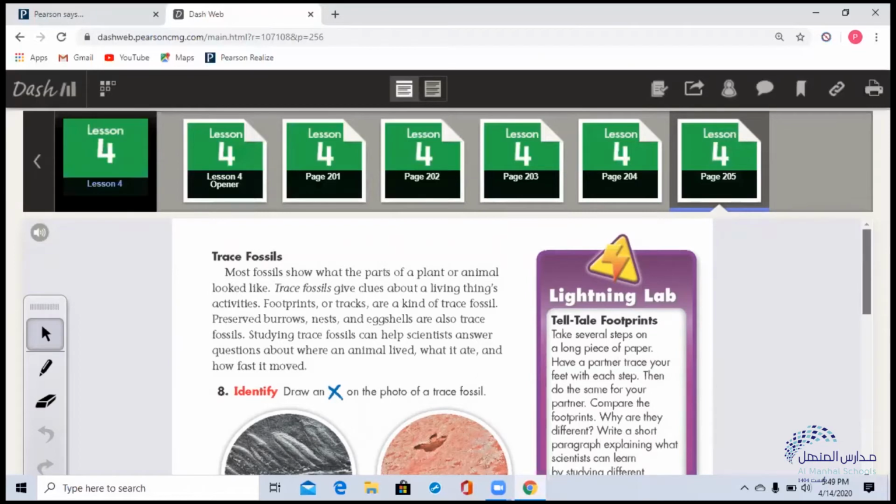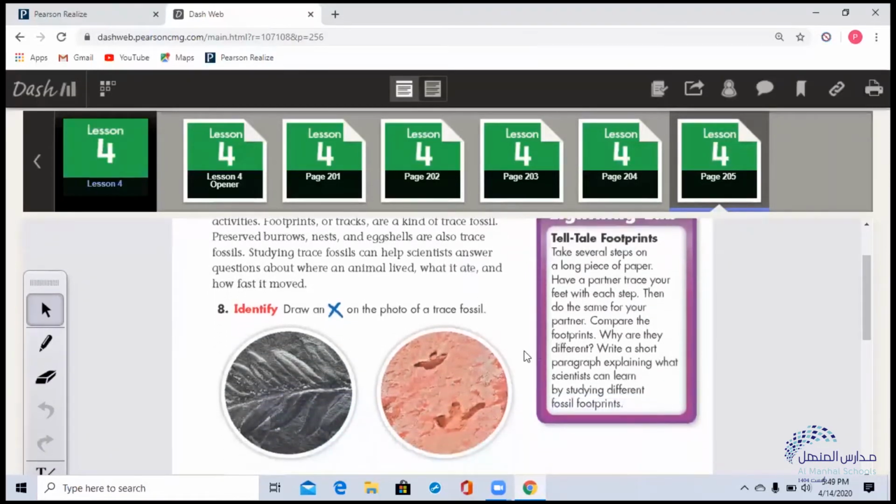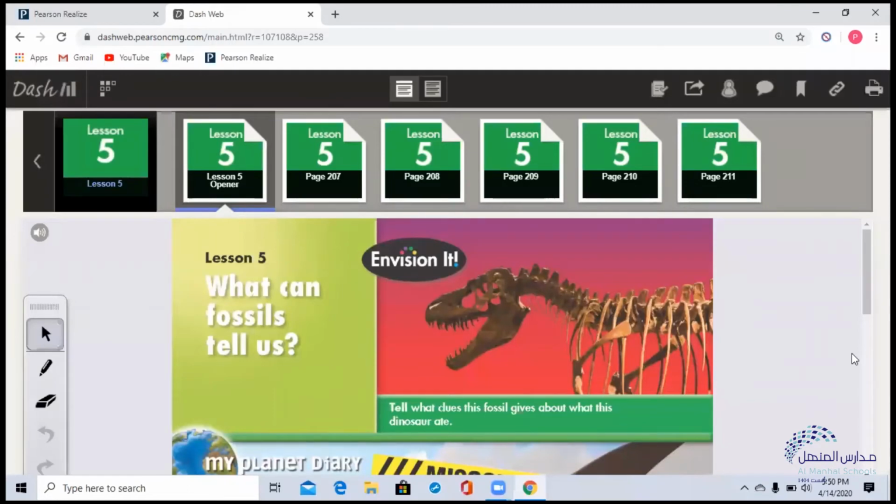A trace fossil is anything that shows how an animal moved or lived. Like these footprints are trace fossils, feathers are trace fossils, even nests and eggshells are trace fossils. On page number 206, we can see lesson number 5, what can fossils tell us?